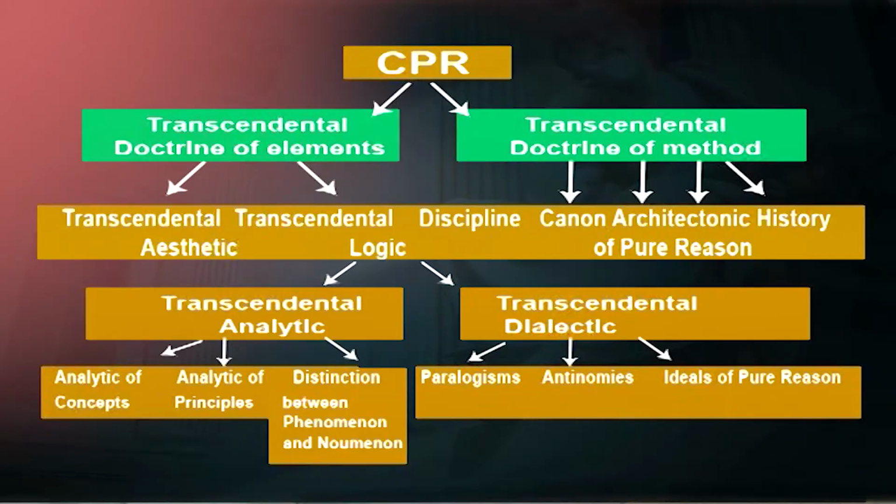Now we can see the tree of the contents of this book. Critique of Pure Reason can be mainly divided into two: 1. Transcendental doctrine of elements. 2. Transcendental doctrine of method. Transcendental doctrine of elements can again be divided into two: transcendental aesthetic and transcendental logic. Transcendental doctrine of method can be divided into four: discipline, canon, architectonic, and history of pure reason. Transcendental logic can again be divided into two: transcendental analytic and transcendental dialectic. Transcendental analytic can be divided into three: analytic of concepts, analytic of principles, and distinction between phenomenon and noumenon. Transcendental dialectic can be divided into three: paralogisms, antinomies, and ideals of pure reason.